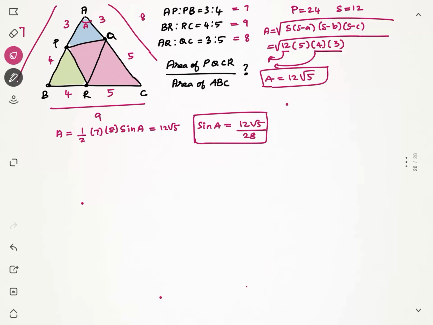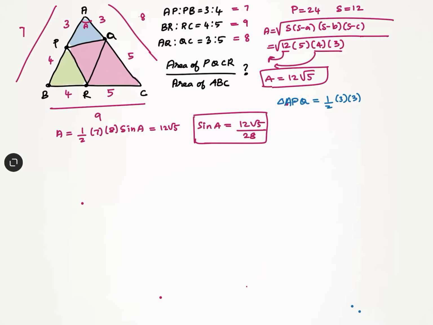Let's establish this here. Why is sine A needed? Let's say if I have to find the area of the blue color triangle APQ, area of this triangle is given by half into one side into another side into sine of angle between these two sides, which is 9 by 2 into 12 root 5 by 28. So this is the area of the blue color triangle.